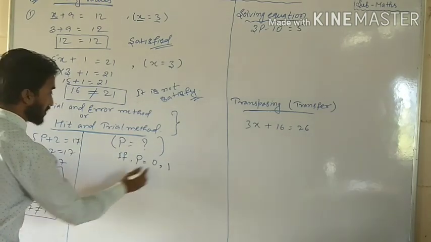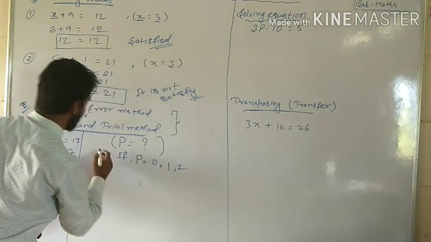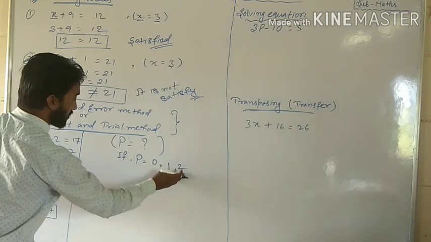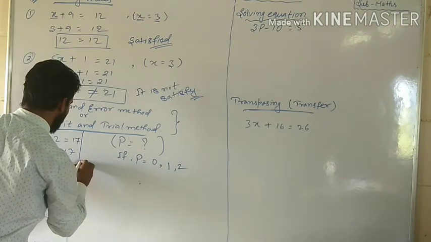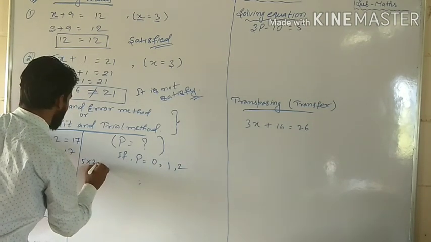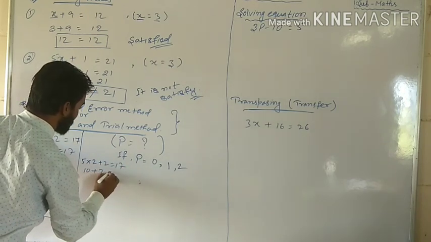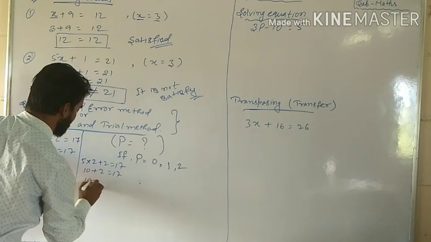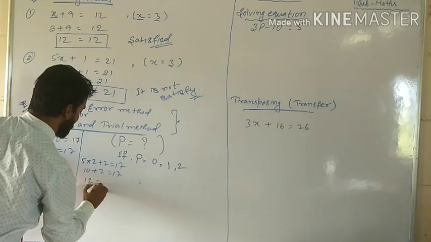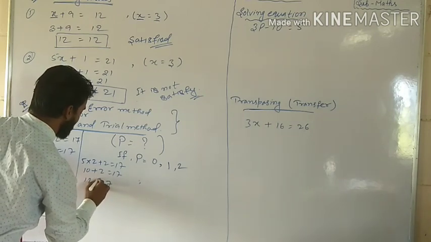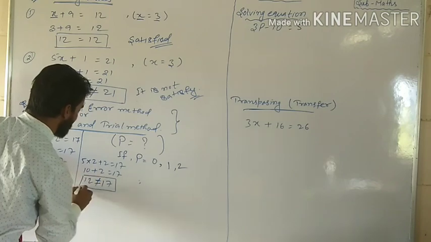So see p is equal to 2. Students, if we put p is equal to 2, then what will happen? 5 into 2 plus 2 is equal to 17. 5 times 2 is 10, plus 2 is 12. It means 12 is not equal to 17.